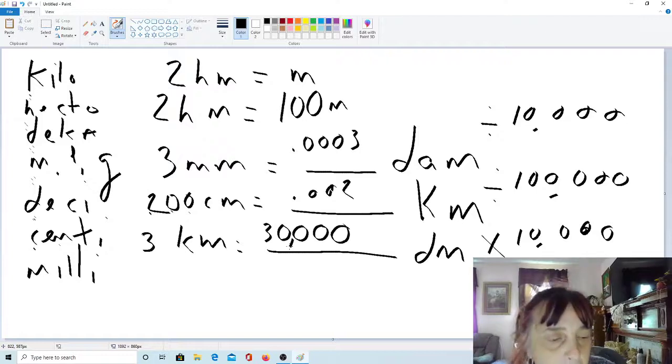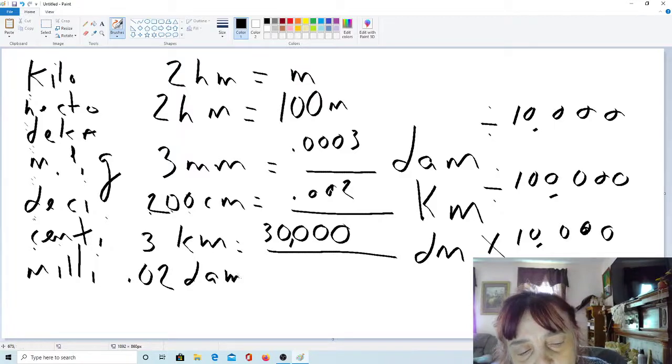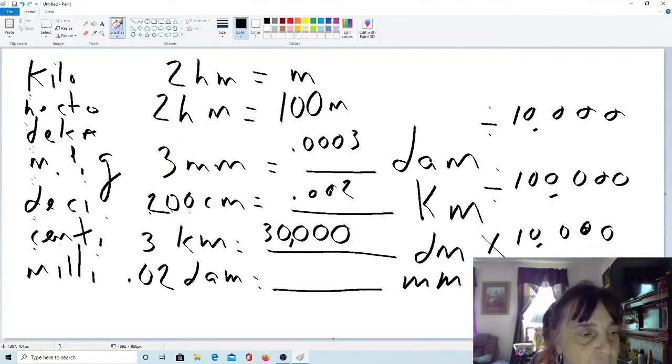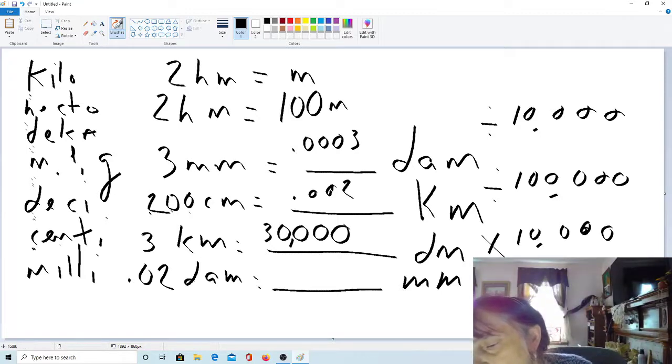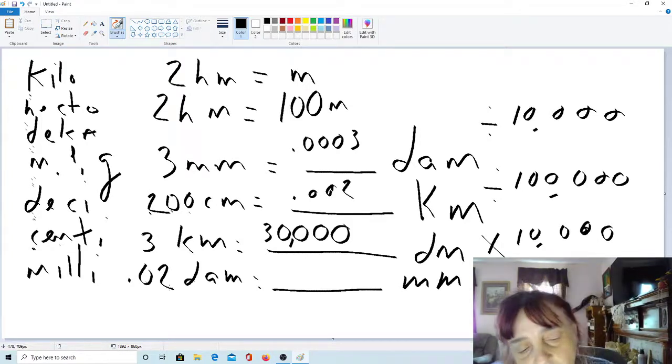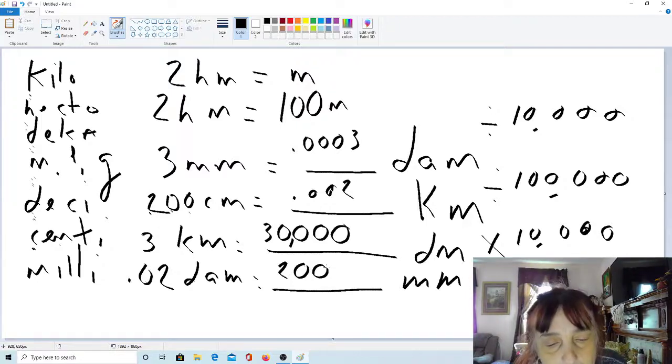And let's say we have 0.02 decameters, and you want to change that to millimeters. From decameters to millimeters, multiply by 10, 100, 1,000, 10,000. So you move your decimal point 4 places to the right. Here's 1, 2, and so you have to add 2 more places. So the 0 counts as 1, then 2, 3, 4. 0.02 decameters is 200 millimeters.